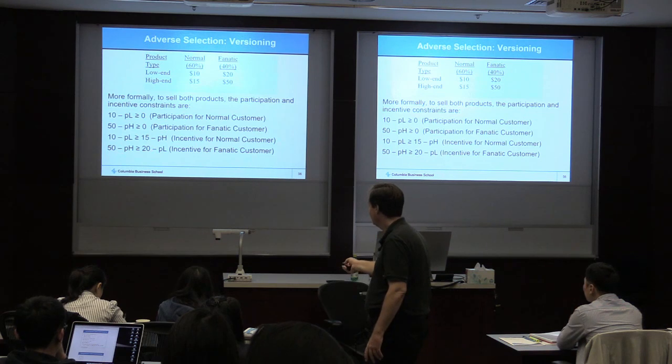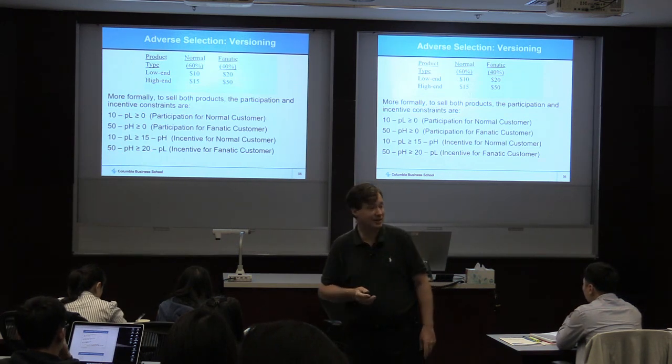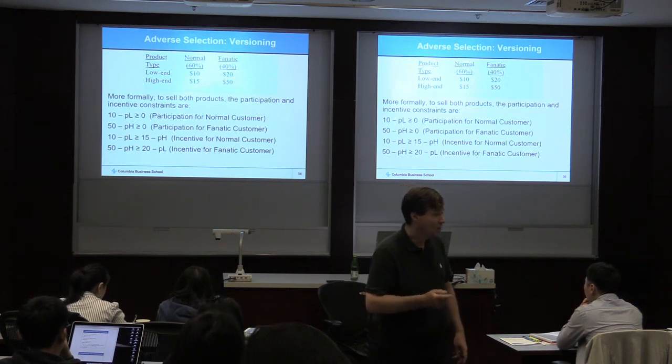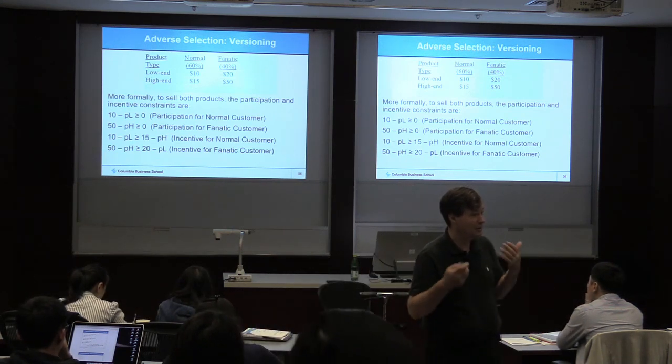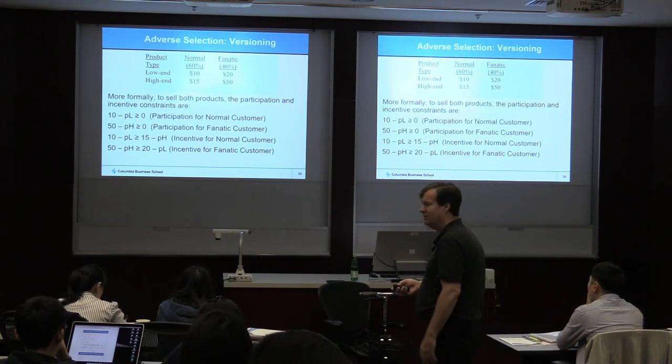That constraint binds. And who's being held to 0 rents? Which customer? Normal. So theirs is the one where the participation constraint, the individual rationality constraint, binds. So you already know all this stuff. Okay.